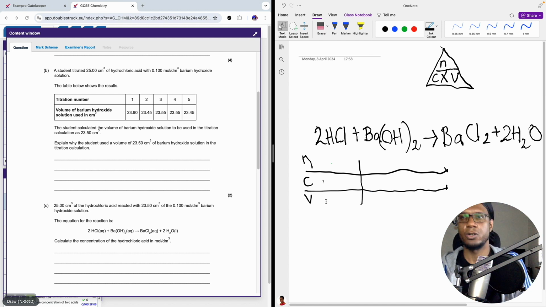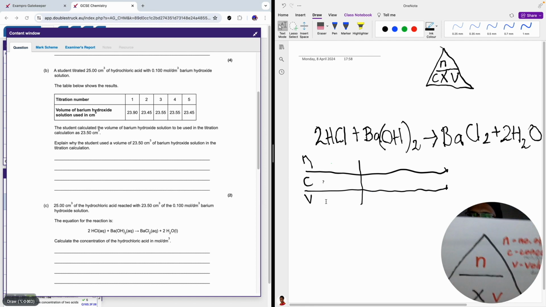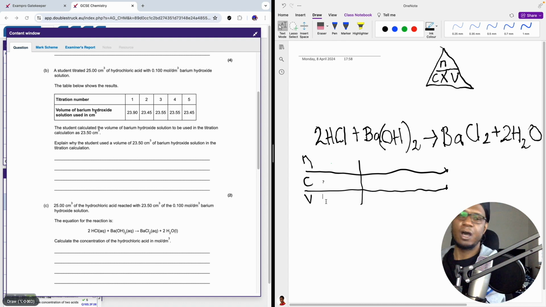Our volume of hydrochloric acid is 25 cm³, but if you remember from this wonderful equation here, we need to make sure our volume is in dm³. That means we divide by 1,000. So 25 divided by 1,000 is 0.025. With barium hydroxide, we've got 23.5 cm³. Again, we've got to turn that into dm³, so divide it by 1,000, that's 0.0235.